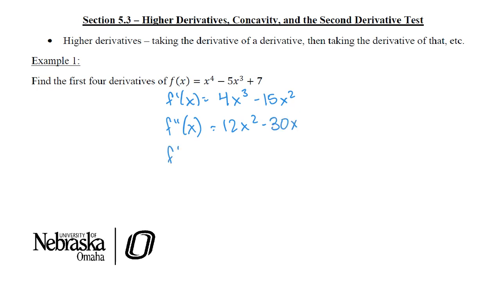Then the third derivative, we are taking the derivative of that, and we'd get 24x minus 30. And beyond that, we generally just write the number of the derivative in parentheses, where the derivative symbol is. So right here, that's a 4 in parentheses, and we would get simply 24.